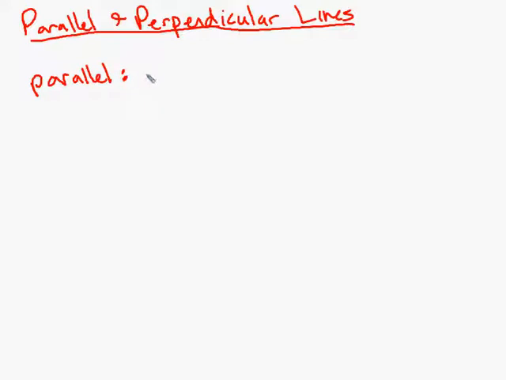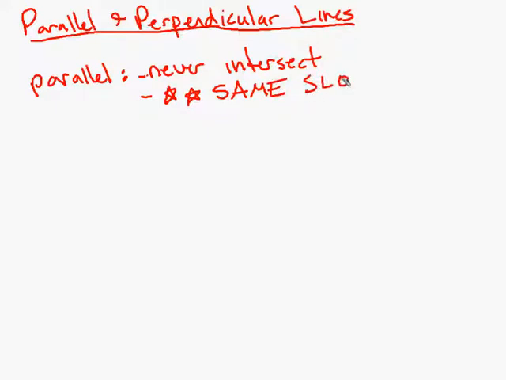So parallel lines are lines that never meet. They never intersect. They also have, and this is the very, very most important thing, they have the same slope. So if their slopes are the same, then they are parallel. So you're going to want to remember that. Parallel lines have the same slope.